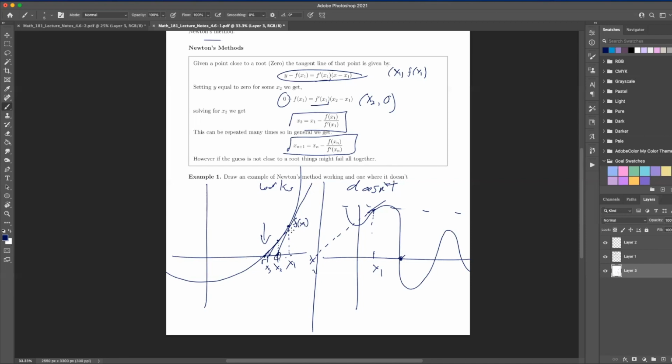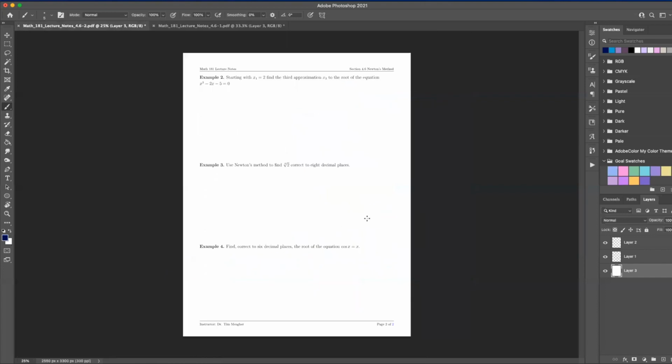So if you're not really close, if you're not within some really nice range, it may fail altogether. You have to have a good first guess. And so this is a root finder. Let's actually see it in practice. It's actually not so bad once you crunch through the numbers.